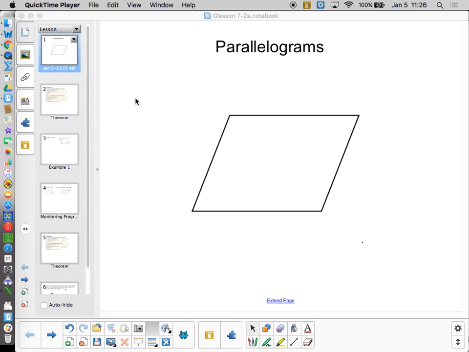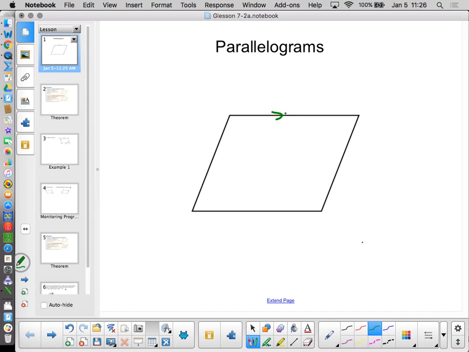So first off, let's talk about what a parallelogram is. A parallelogram is a quadrilateral, so it has four sides. And by definition, the opposite sides of a parallelogram are parallel. Both pairs of opposite sides are. Remember, the little arrow symbols indicate parallel sides, not necessarily congruent sides, but parallel sides. That's what that little arrow symbol represents.